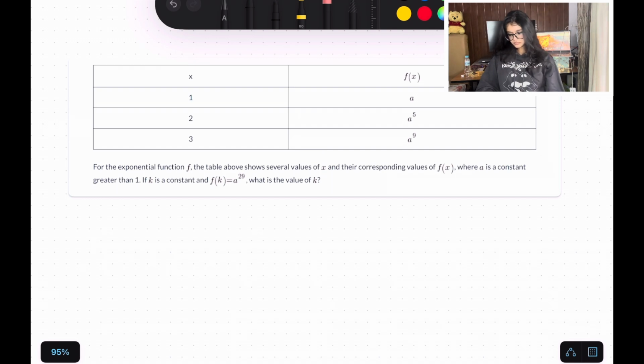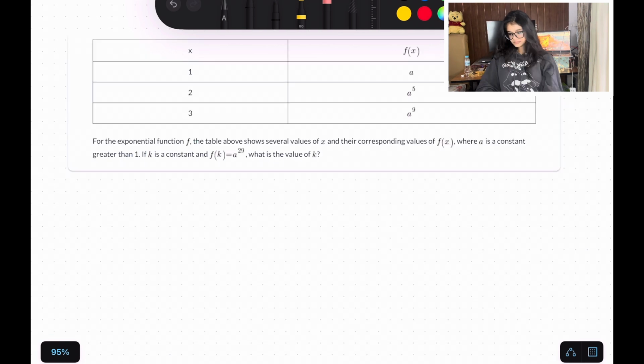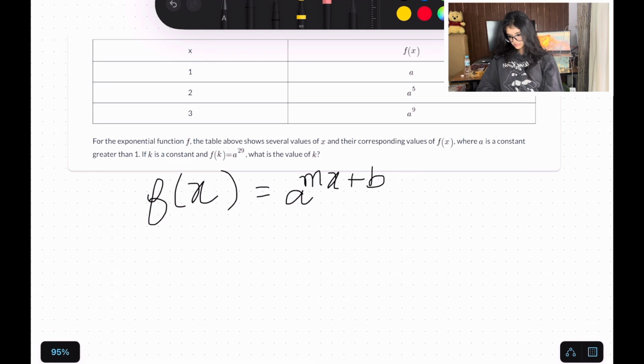We can see the values of x and f of x are given. And from here, we can tell that the power of a is changing. So we can tell that the equation is in the power of a. So from that, we'll make an equation that is f of x equals a to the power mx plus b, which is a standard equation of a line. And since the values are given, we'll make up a few more equations.